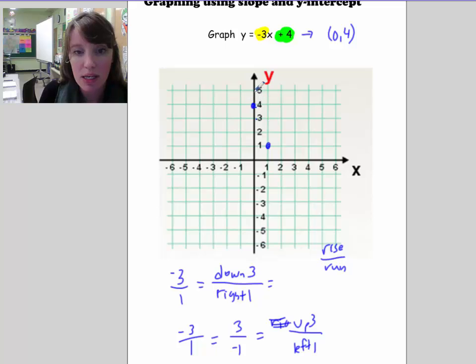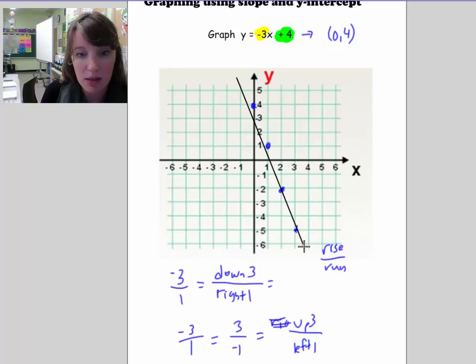All right, since here I can't go up 3, there's not enough space on my graph, I'm going to continue to go down 3 and right 1. 1, 2, 3, right 1, 1, 2, 3, right 1. And that's as many as I can fit on my graph. So that's going to get me a nice line right here. So we're going to draw our line through it.